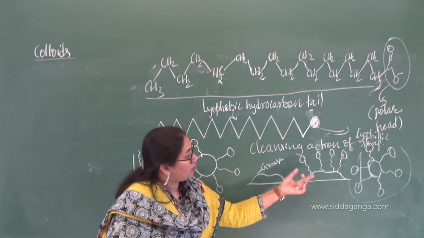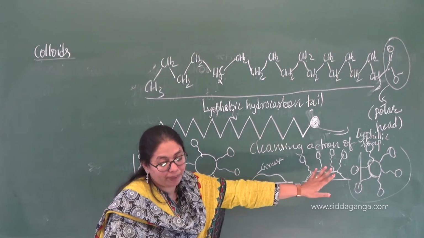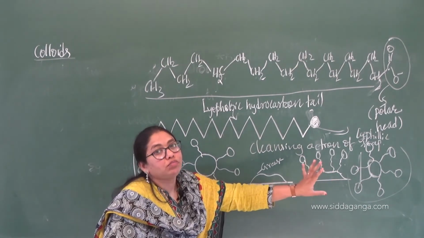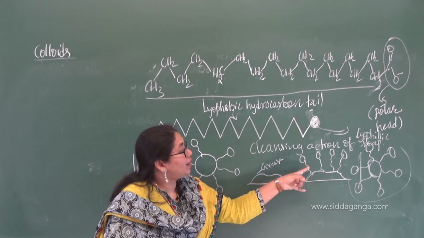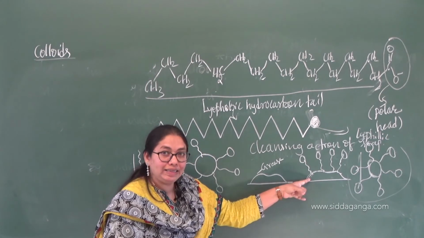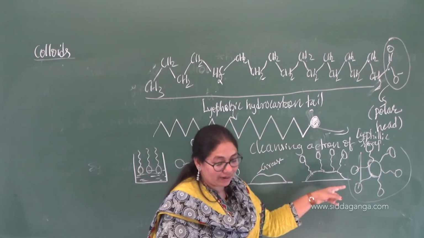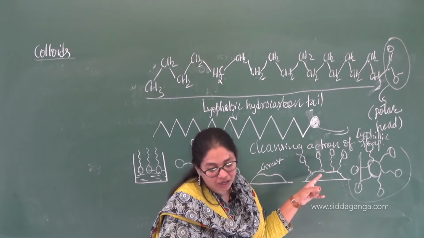The second point: when we add the soap to the clothes, the hydrophobic part of the soap will get dissolved in the grease, and then when water is added, they will form into what? Finally, the grease is removed in the form of an emulsion.